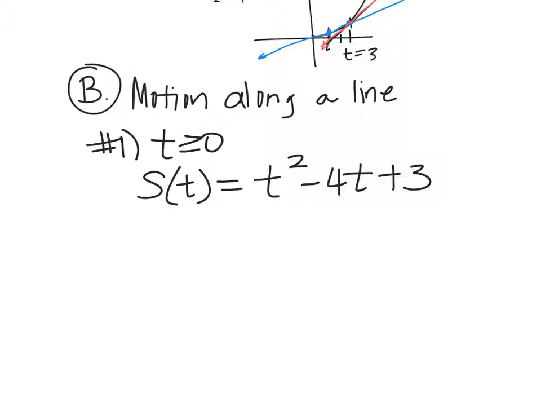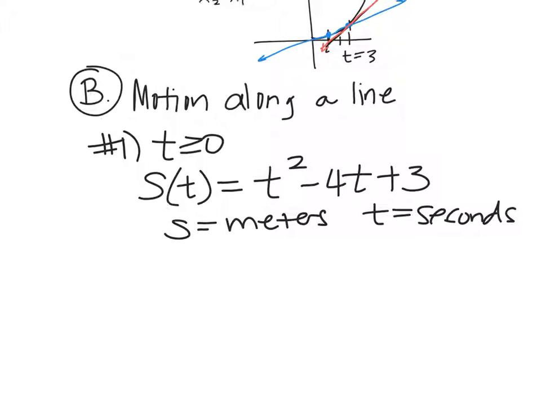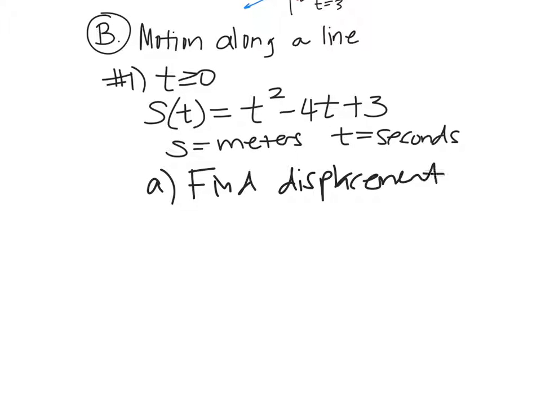And s is in meters, and t is in seconds. Meters and seconds. Okay, here we go. I'm going to ask you a plethora of questions, quite a few of them. Letter A. What we're going to do first is find the displacement during the first 5 seconds. Okay, you're going to need to know what these things are.